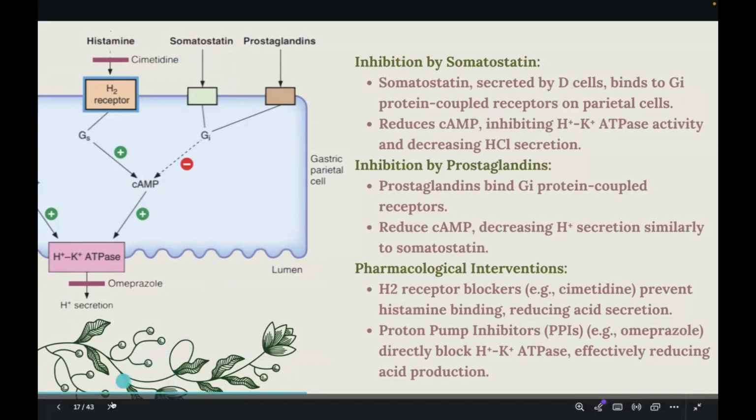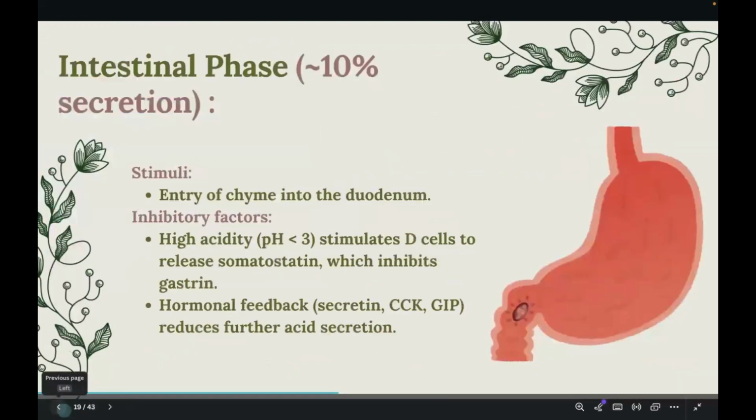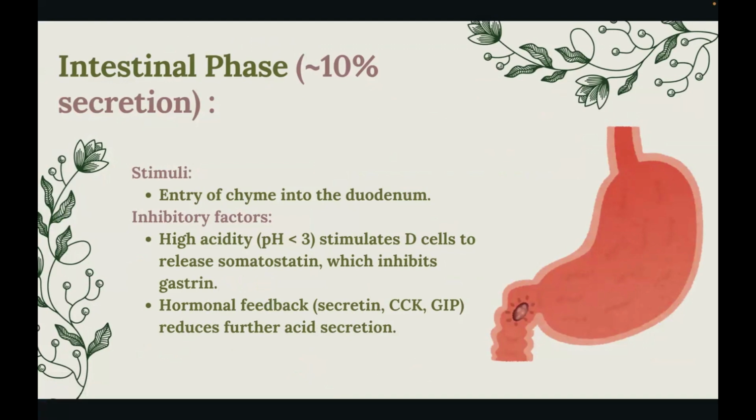So, yeah, that's the somatostatin. And again, whenever there is excessive acidity, somatostatin is the thing that's being released from the D cells. And this is another job it does: it inhibits the gastrin.